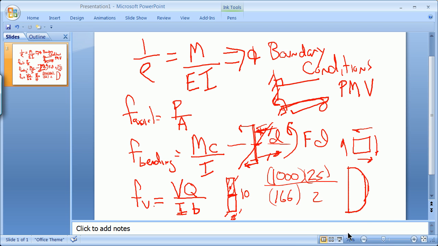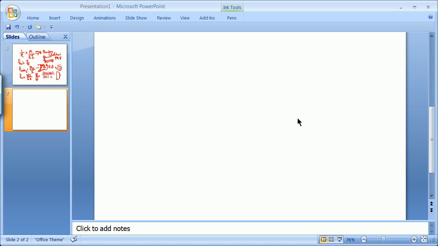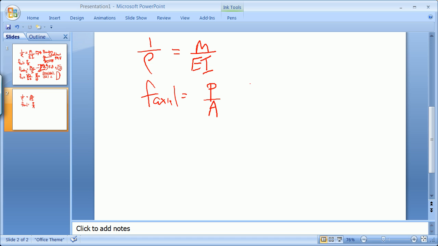So one more time, with 5 minutes, I'm going to write these out a little neater, and we're going to go to a new blank screen and write them out one more time with review. You should be able to do this just as fast. 1 over rho equals M over EI, with I being the second moment of inertia. The axial stress is equal to P over A. In other words, if you have something here with a longitudinal force P across it, you can cut it at a point here.